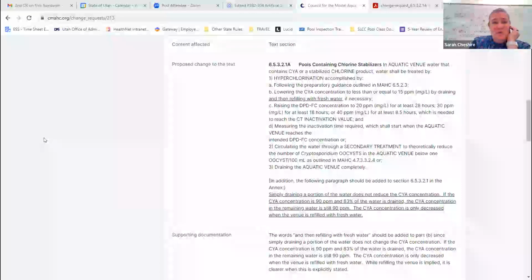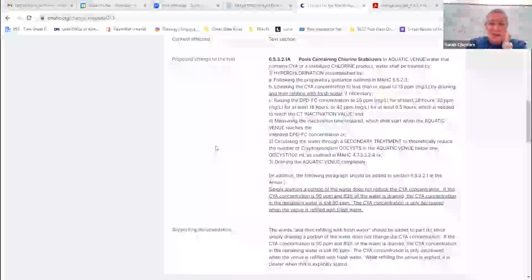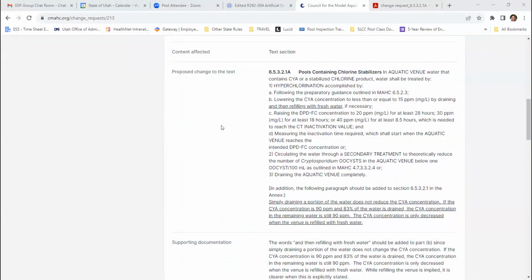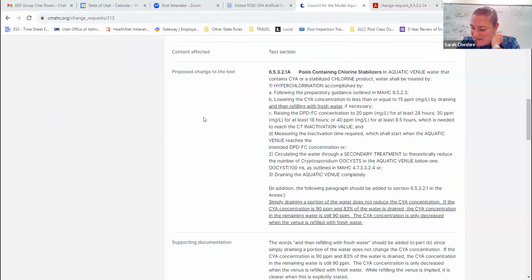I think this one's pretty straightforward, as far as draining and then refilling with fresh water, and then there is a section there that can be added to the annex. Any other discussion on this one? Anybody that does not support this one? Let's vote. So everybody's in support? Going once? Yes. Yep. Cool. All right. I think that one is supported.